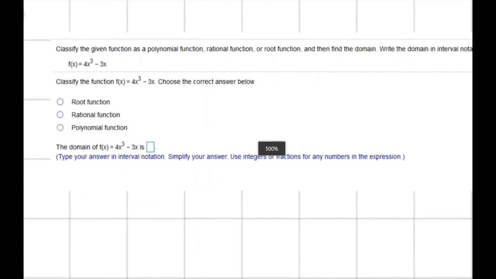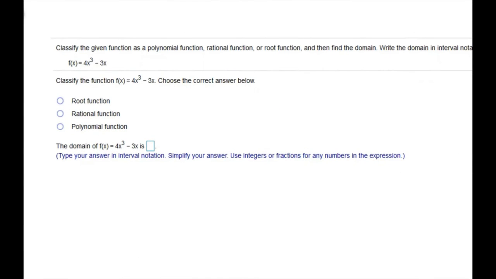The next question says, classify the given function as a polynomial function, a rational function, or a root function. Then find the domain. Write the domain in interval notation. So our function is f of x equals 4x cubed minus 3x. So we want to decide whether this function is a root function, a rational function, or a polynomial function. So let's go through each category just briefly.